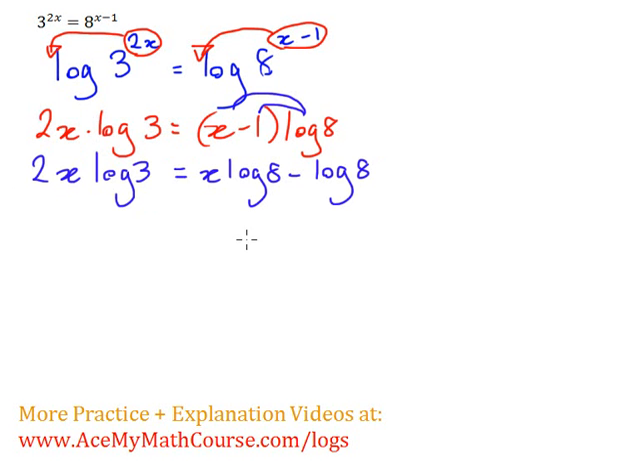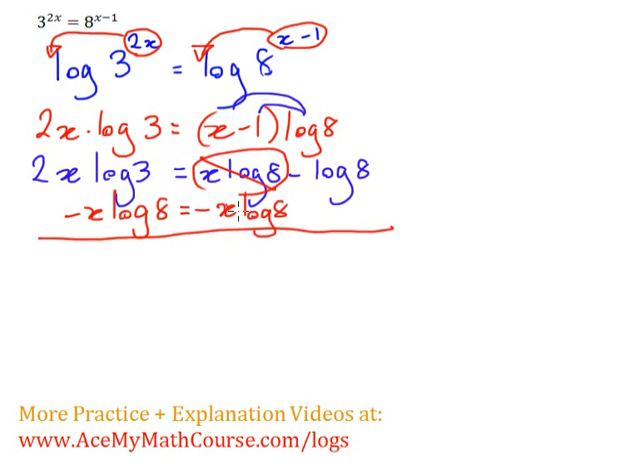Fantastic. Now, what I want to do is bring this x log 8 over to the left-hand side of the equation, because then we can combine all the elements with an x. And that's a good thing, trust me. It's going to make things a lot easier. Okay, now these go away, and over on the left-hand side of the equation, we're going to get 2x log 3 minus x log 8 equals negative log 8.